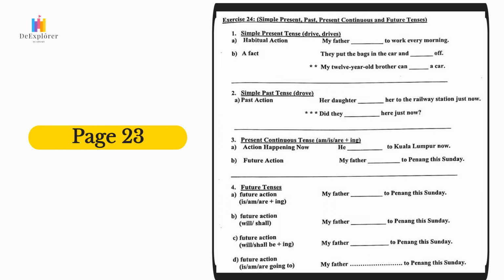This Sunday, 这个星期日，我爸爸将会驾车去 Penang. Okay, so for future tenses, B use will drive. C use will be driving. And D use is am are going to drive. So my father is going to drive to Penang this Sunday. Okay, so all these tenses are the ones that you have learned earlier. So please make sure that your handwriting is good. Write the answer properly.